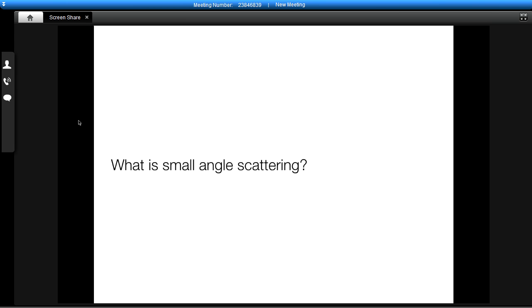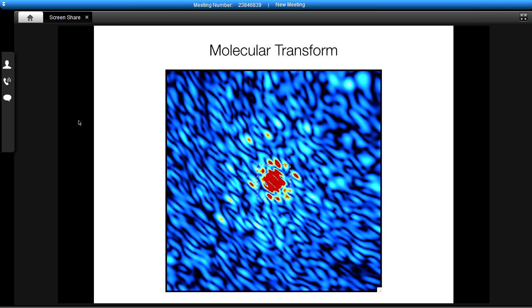All right, so I first want to talk about what small angle scattering is. This is a molecular transform. If you're familiar with crystallography or really any kind of diffraction, you'll probably be familiar with what a molecular transform is. The molecular transform is the Fourier transform of the electron density of a particle. This is the equivalent of what you would see if you took the X-ray scattering or X-ray diffraction pattern from a single molecule, if you had the technology to do that.